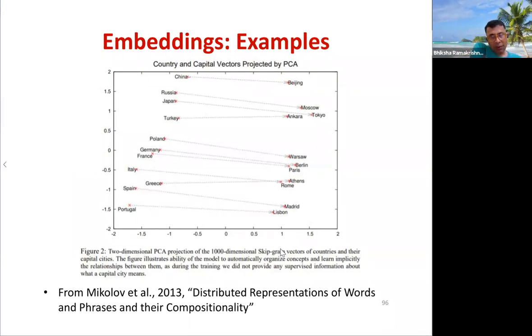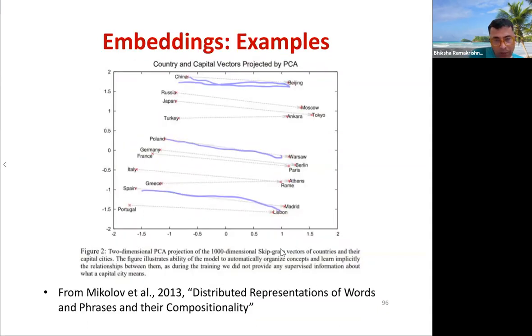And see the vector that connects China to Beijing, right? And then see the vector that connects Poland to Warsaw. See the vector that connects Spain to Madrid. So what we see is that the positional relationship between a country and its capital seems to be the same or very similar for all of the countries, right?